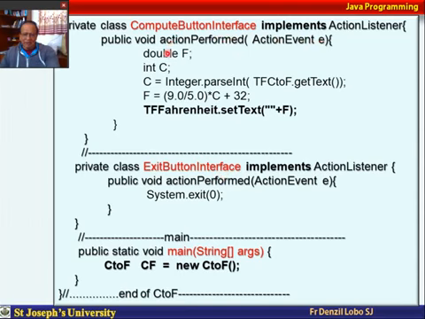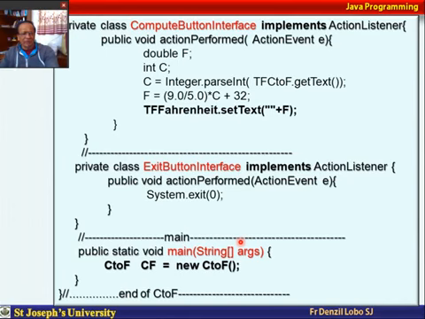So action event E converts, we have gone through this, this is the whole code for the function, action performed. Here is the code for the function, action performed in the case of the exit button. This is for the compute button, and we call the main program. In the main program I create an object, instantiate this C2F class, and then you invoke it.